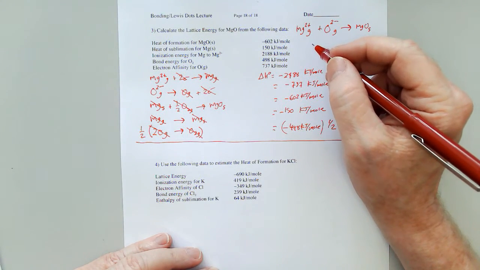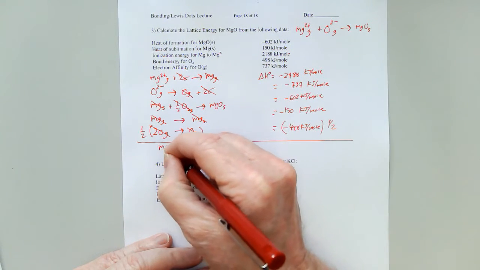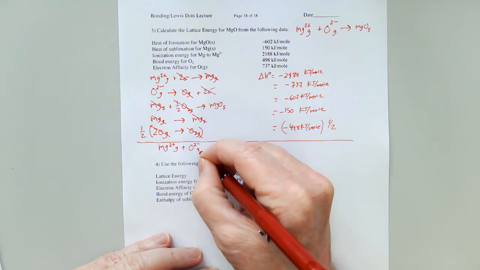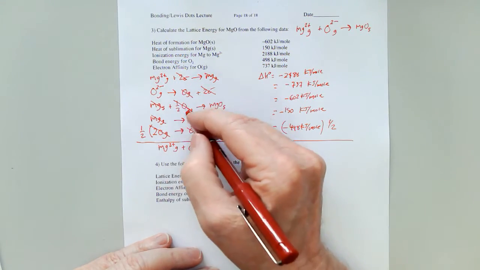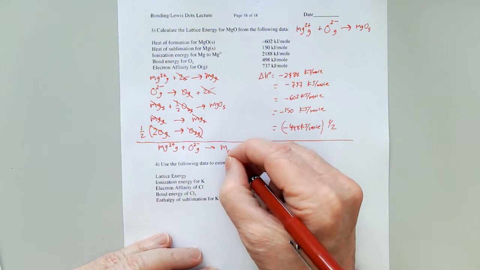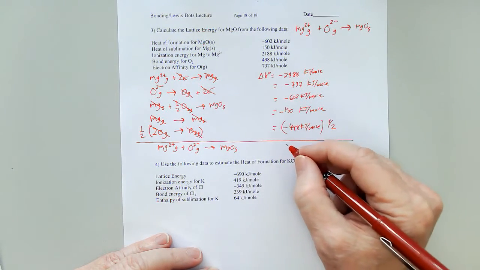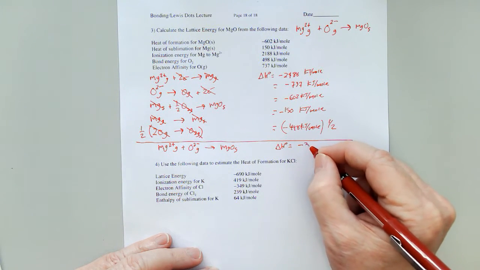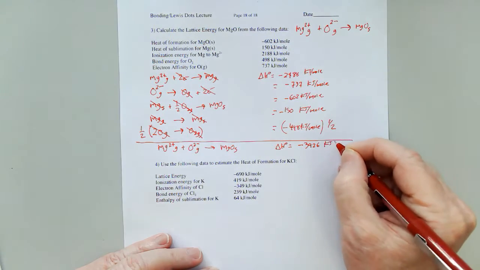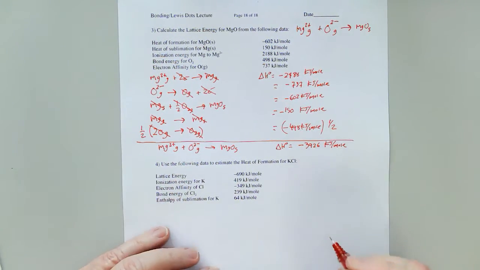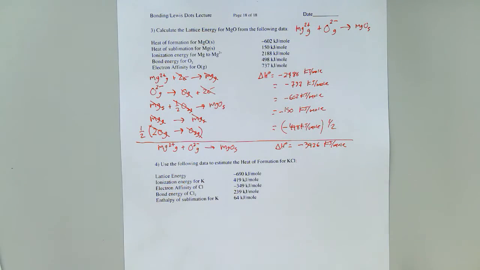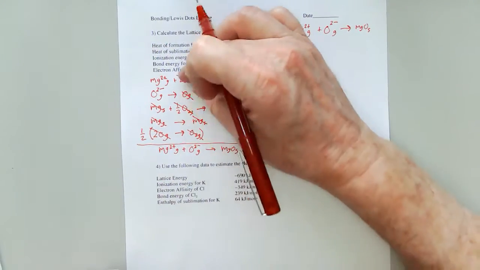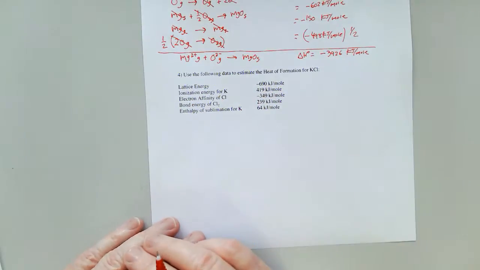And the only thing that I'm seeing now that's left is Mg2+ gas plus O2- gas, there and there, all the others have canceled out, to give me MgO solid, which is what I was looking for. And when I add all of this up, my calculator tells me negative 3926 kilojoules per mole. All right, there you go. So we have to get good at taking these names and converting them into equations.